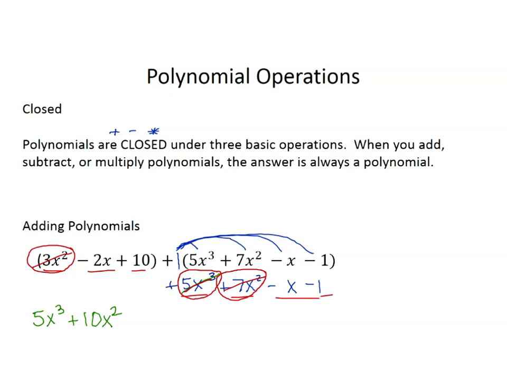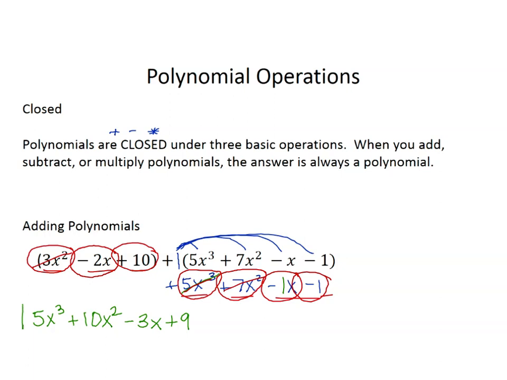So first degree, I've got a negative 2x and a negative x, and when I combine, I'm always adding. So negative 2x and a negative x, when I add those two together, I get negative 3x, because it's like a negative 1. Negative 2 plus negative 1 gives me negative 3. And then lastly, I have constant terms. I've got a positive 10 and a negative 1. And when I add positive 10 and negative 1 together, I get positive 9.